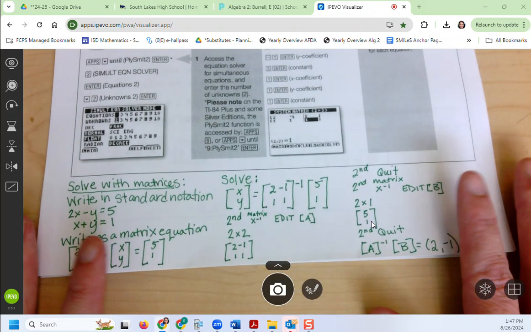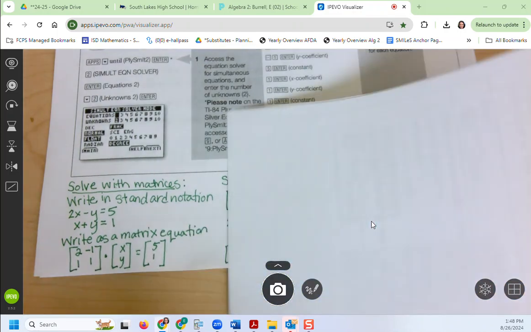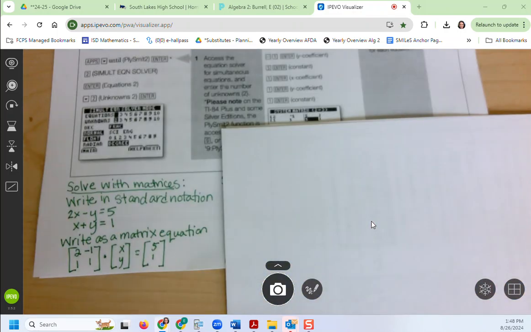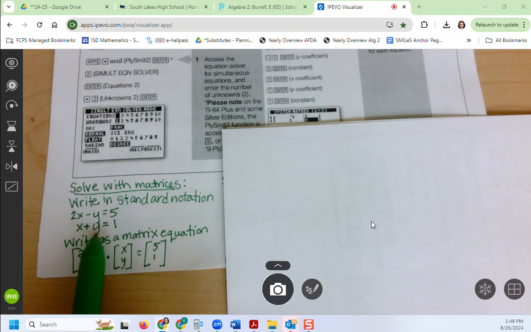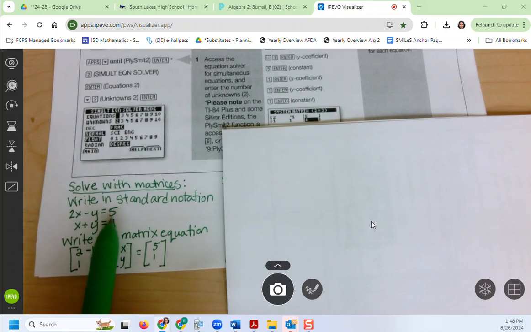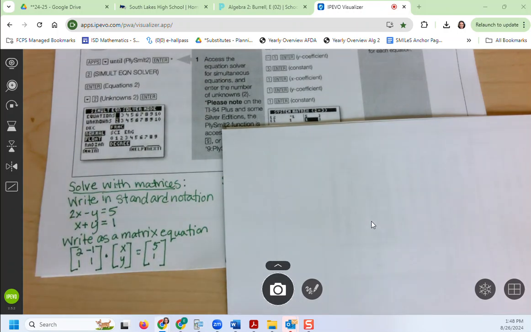To solve with matrices, you need to make sure you have it written in standard form. Standard form is when you have the x's and the y's on the same side, and then you just have the constant terms on the other side. So x's and y's on one side and constant terms on the other side, and they have to be written in the same order. So first the x and then the y. Sorry, let me make that bigger. It's really tiny. So to solve with matrices, first you want to make sure it's written in standard notation. This problem was already written in standard notation.